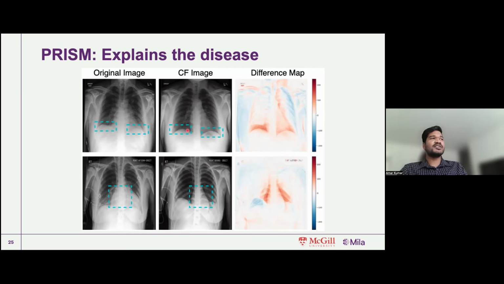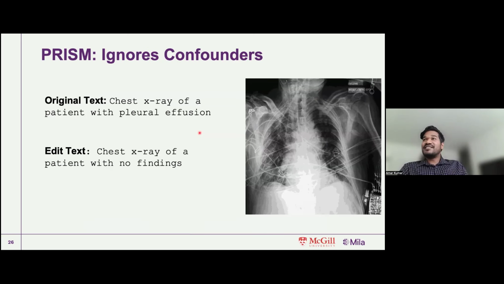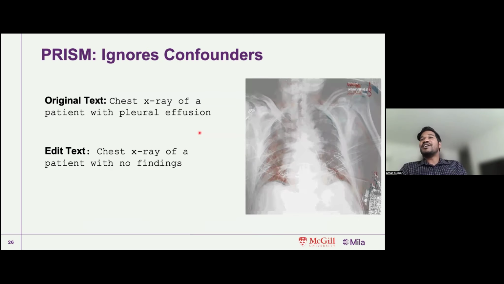So another set of examples where you can see the original image of a patient, which actually has pleural effusion, which refers to the costophrenic angle of the lung. These corners of the lung are destroyed when the patient has pleural effusion. And in the counterfactual image, you can see that it was suggested that if those were recreated, this patient would actually not be sick. What's interesting is this approach also ignores confounders.